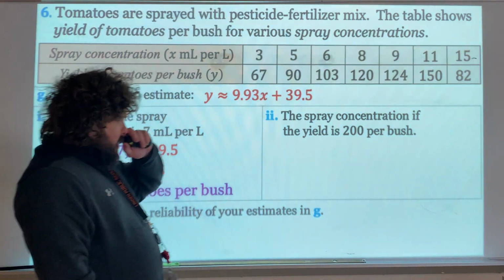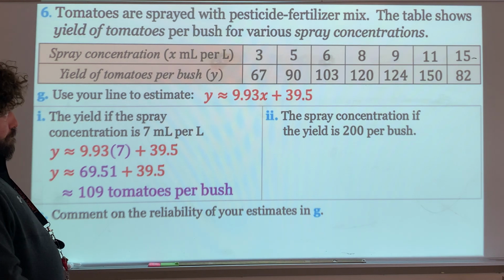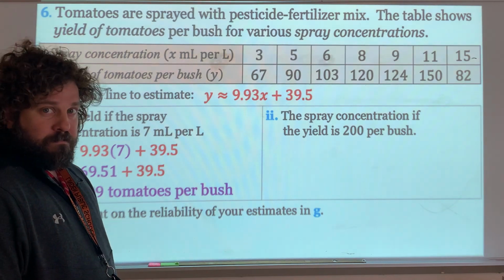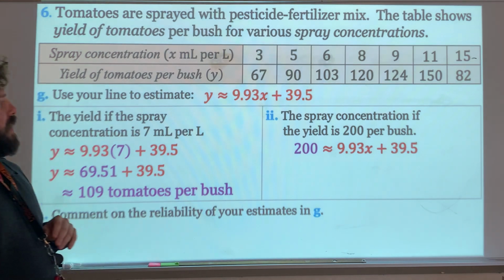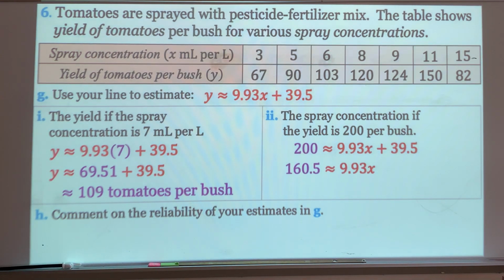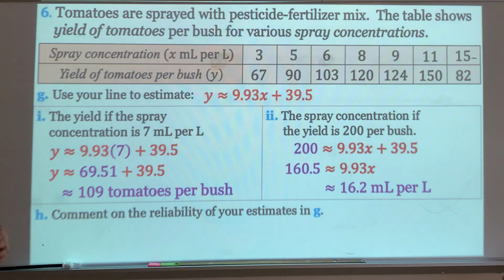Spray concentration. If the yield is 200 per bush, I want 200 tomatoes per bush. How much concentrate do I have to put in the spray? So now our y is 200. You're going to subtract 39 and a half from both sides. You're going to divide by 9 and 93 hundredths. Okay? You have 16 and 2/10 milliliters per liter. Right? All good.